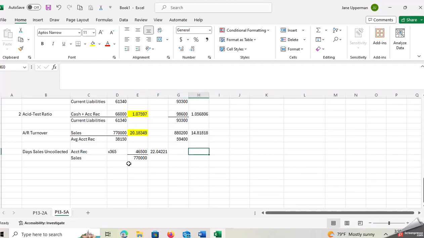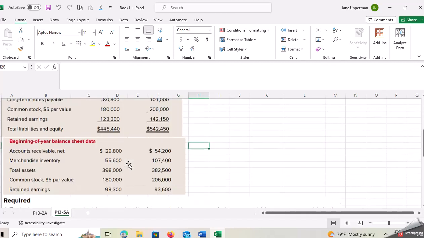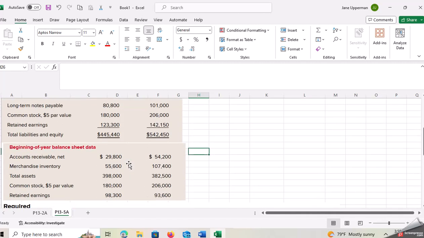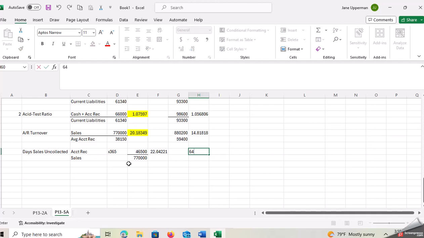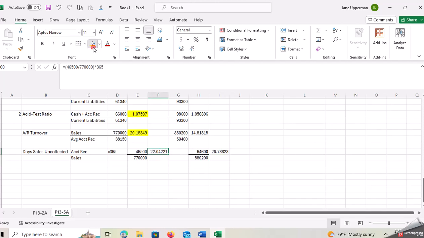And then we'll do the same thing for the other company. Their ending accounts receivable is 64,600. Their sales are 880,200, and again we're going to multiply by 365. So I'll put in the formula, using the parentheses just to be safe: 64,600 divided by 880,200, and then times 365. So 26 days. Again, the shorter the days uncollected, the better. It means our customers are paying us quicker.